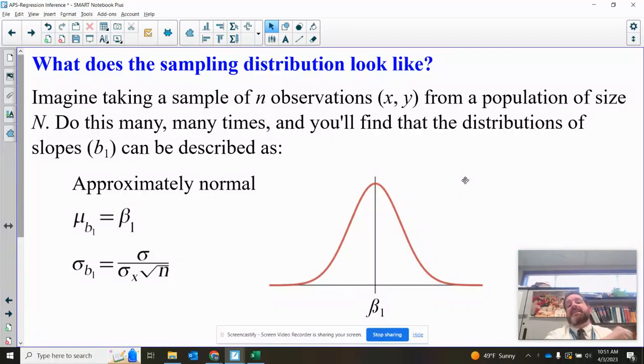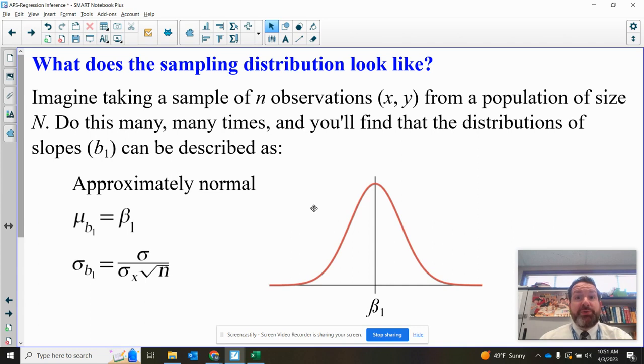So what does this sampling distribution look like? Well, let's imagine this. You take a sample. Let's imagine we are looking at, for adults in Davis, California, heights and weights, right? So if I go out and take a sample of n, whether n is 13 people or 100 people, get heights and weights, make a scatter plot, get a regression slope.